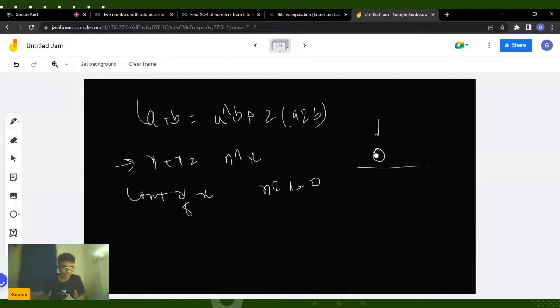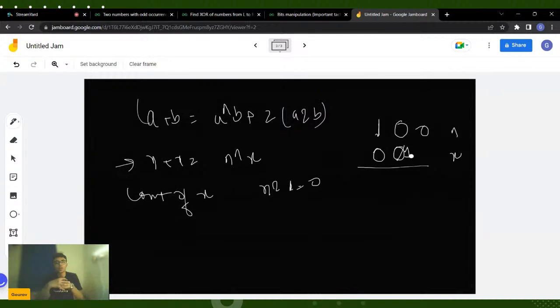Okay. So if in n we have a 0, in this case x can be either 0 or 1, it doesn't matter. But if n has 1, x should be equal to 0. And if n has 0, x can be either 1 or 0. So this is n and this is x.